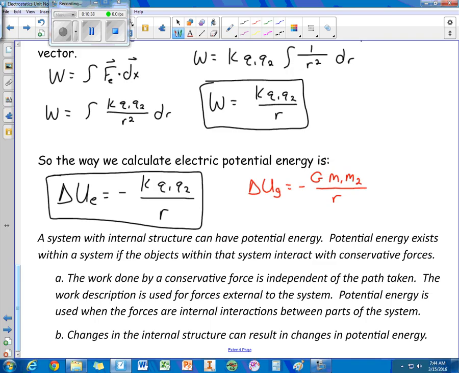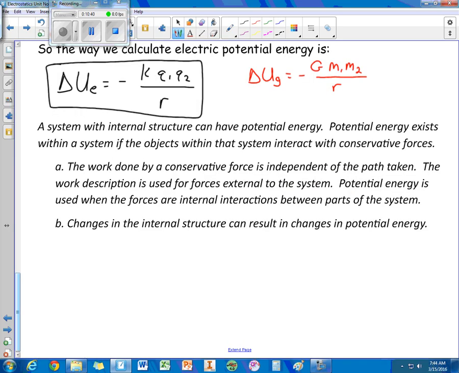Okay, so something to remember then. A system with internal structure can have potential energy. So our system then would be the collection of charged objects. Potential energy then exists only within that system, and only if that system is interacting with conservative forces, which electric forces are conservative. So that means we can use conservation of energy with charges as well.